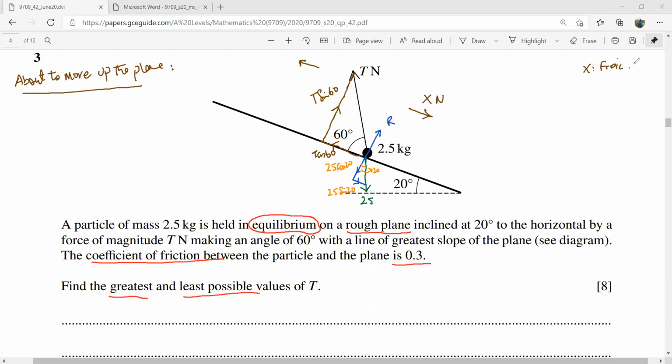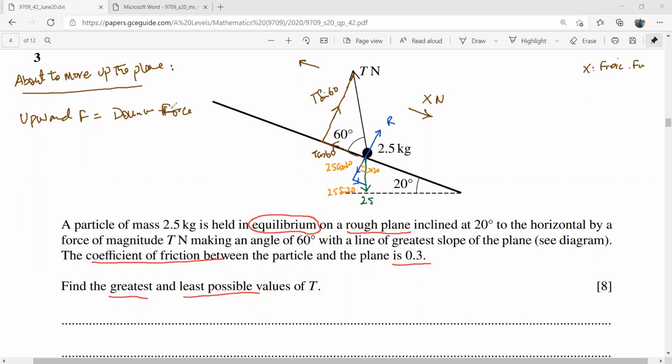Okay. So this is the frictional force. So I need many things here. I first of all need to know what R is. Then I need to know what this X is. One thing I'm quite sure of is that the upward forces would be equal to the downward forces. That is the key rule going to govern this solution.